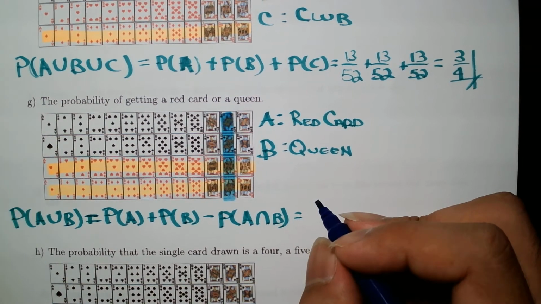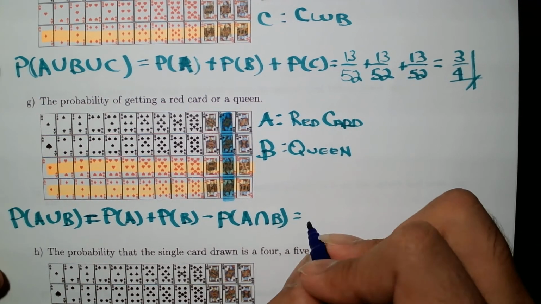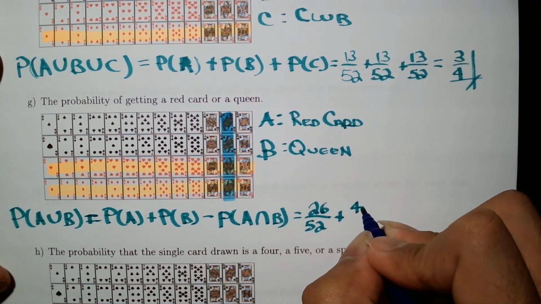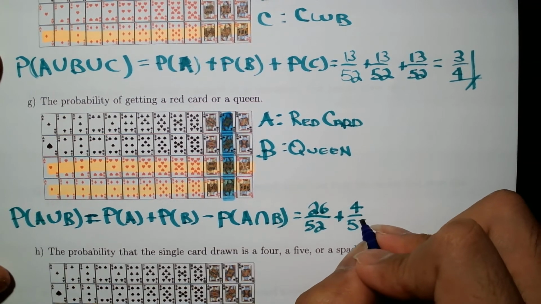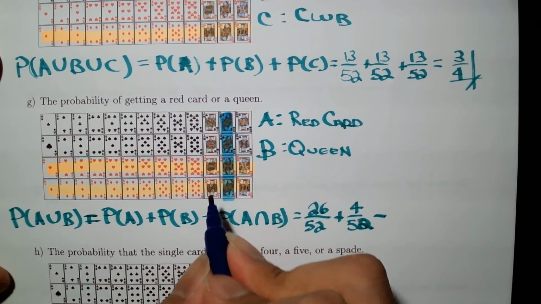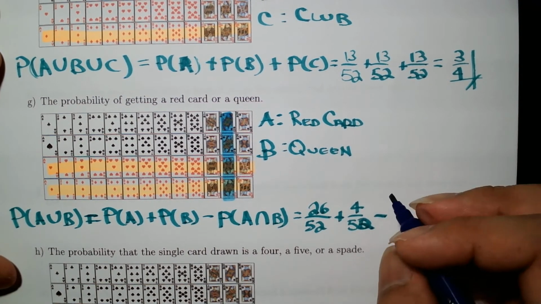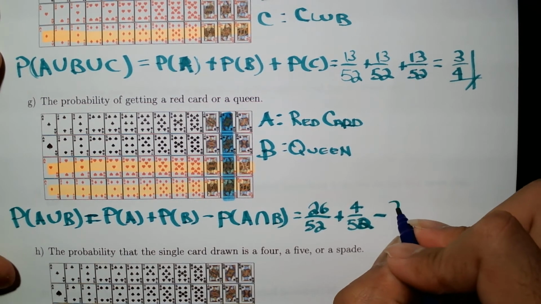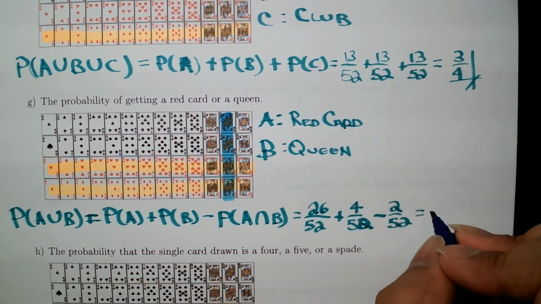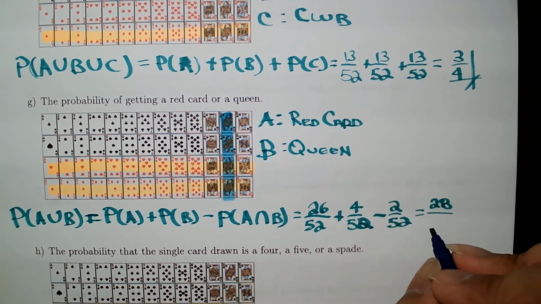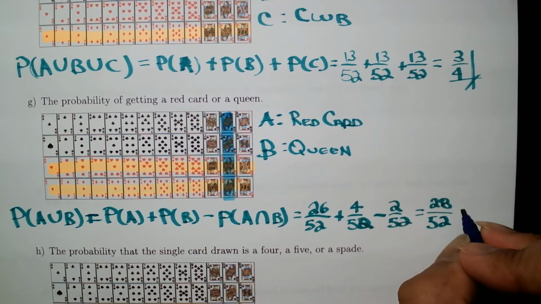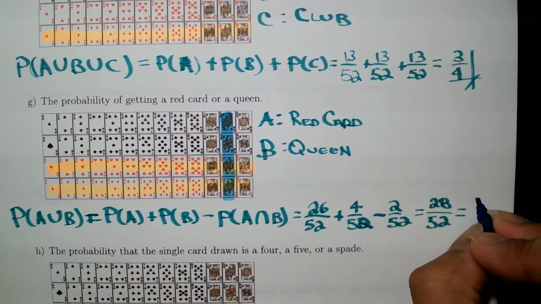Well, not 13, it's going to be 26 red cards and 4 queens out of 52, but we are going to subtract the overlaps to avoid counting any duplicates, so we subtract 2 out of 52, which will give us a total of 28 over 52, which reduces to 7 out of 13.